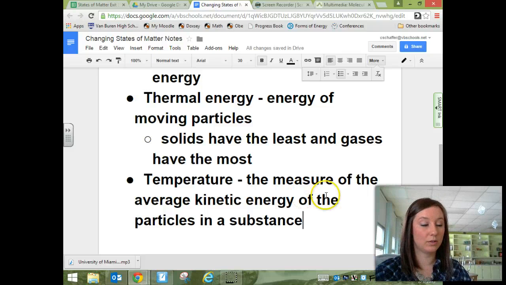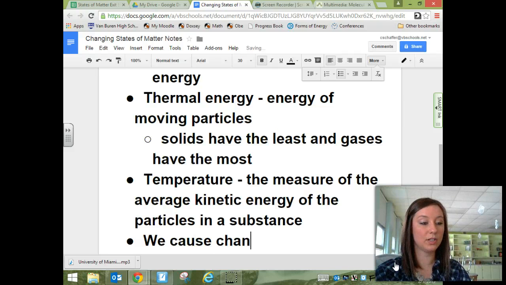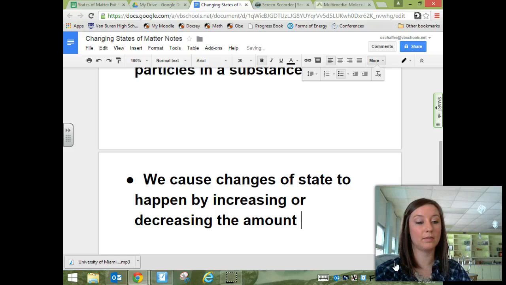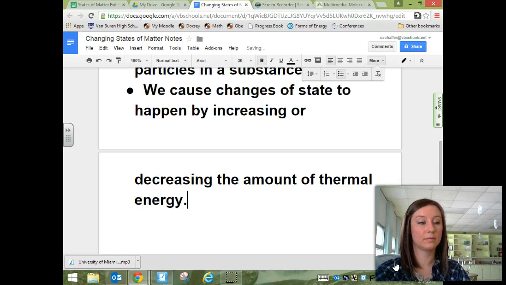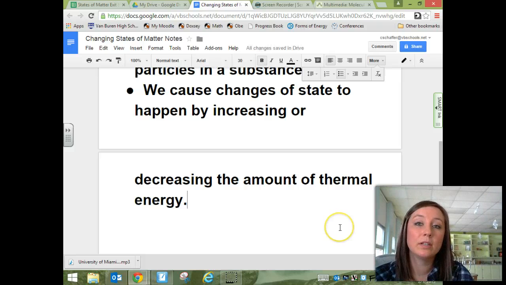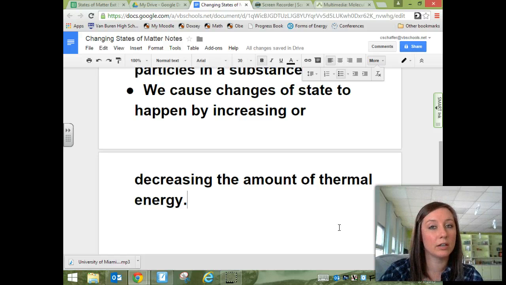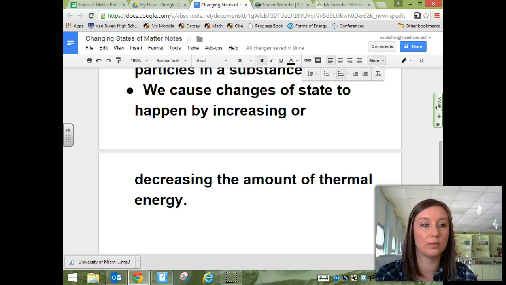So I want to add that as a note here. So we're actually going to cause changes of state to happen by increasing or decreasing the amount of thermal energy. And that's a very important point. We're going to be looking at each change of state, and are we increasing or decreasing the thermal energy, and then what effect is that having on the particles. So as you're going through each station, or each note segment and each investigation, I really want you to be focusing on, is there an increase in thermal energy or decrease, and then what does that cause the particles to start to do.